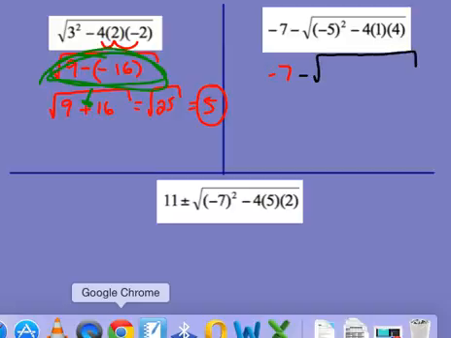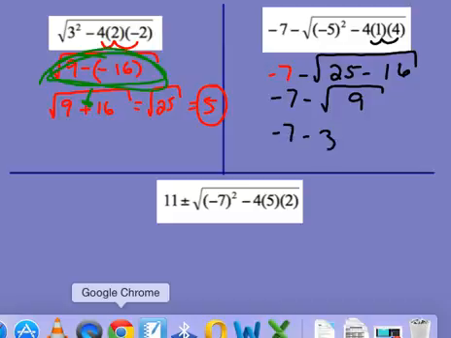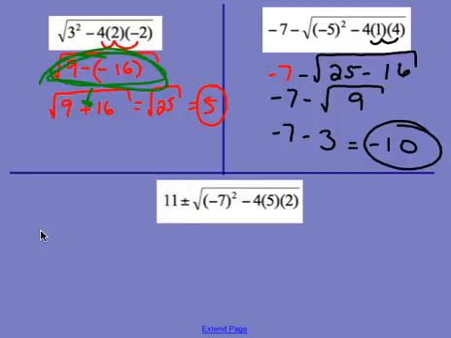-7 minus square root. -5 squared is 25 minus 4 times 1 is 4 times 4 is 16. Oh, I can do this one. -7 minus square root 25 minus 6 is 9. So it's really -7 minus 3, which is -10. Alright, achieved. Beautiful. Alright, so now we got 11 plus or minus square root.